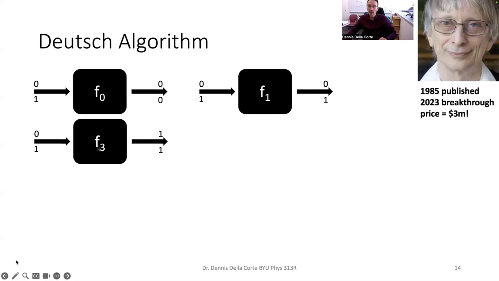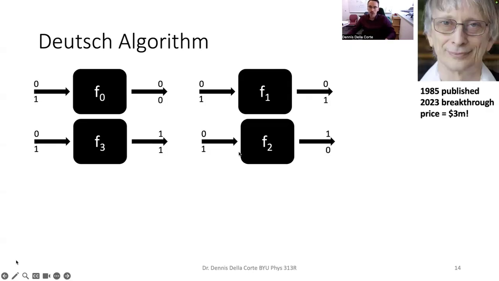Finally, there's an F3. F3 takes in 0 and 1, and in every case spits out a 1. So it looks like a broken function. It doesn't care what you throw in, it always gives you a 1 back out. Similar to how F0 just gives you zeros, F3 gives you just ones.